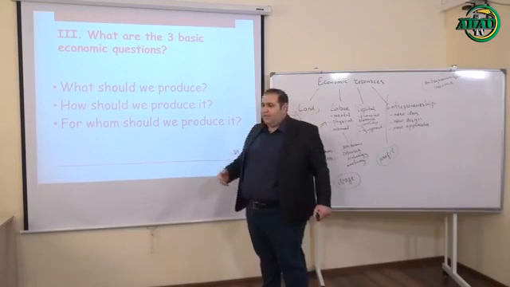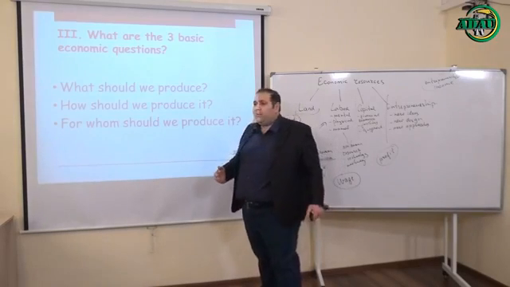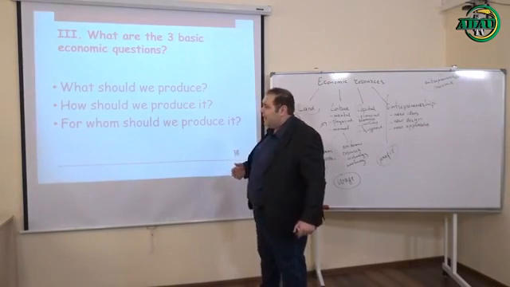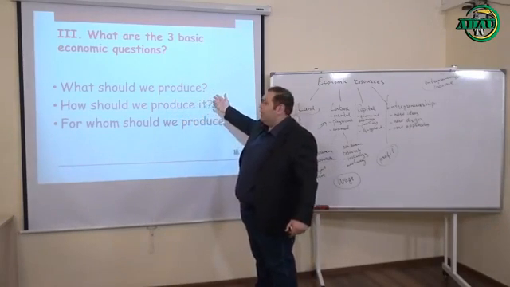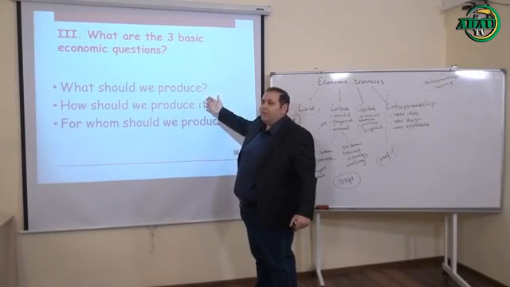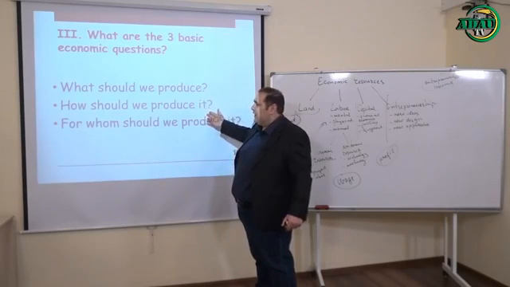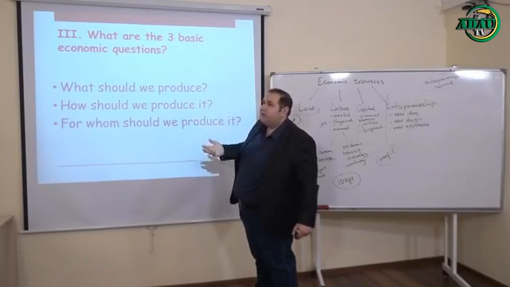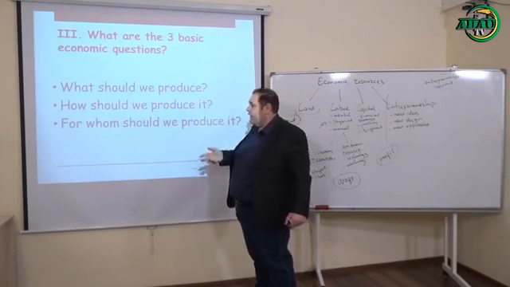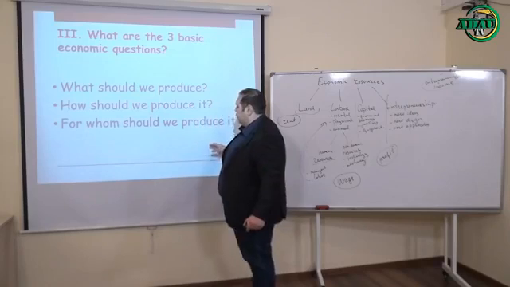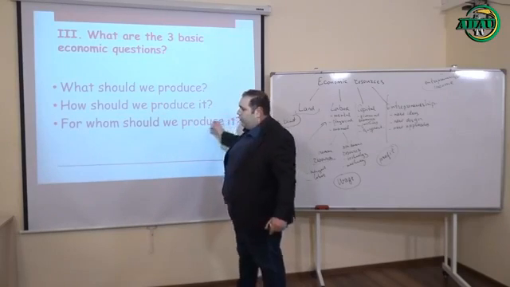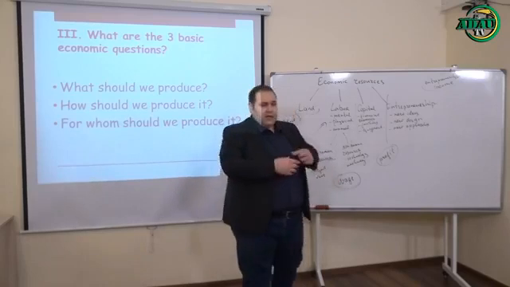So if you are a company director and you want to make a new product, first you need to think about what to produce, because there are lots of daily products. And then you need to think about how you will produce it. What kind of factors of production will I use, what raw materials, so you are making a plan. So for whom should we produce it? Who will be your customers? Who will buy your products?